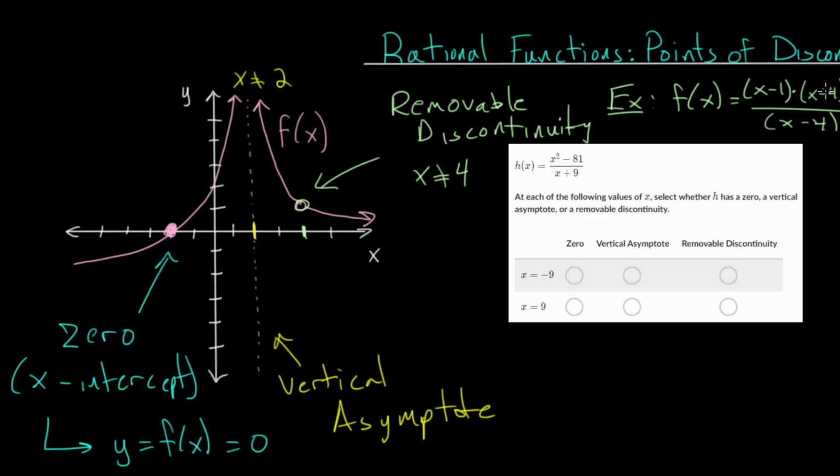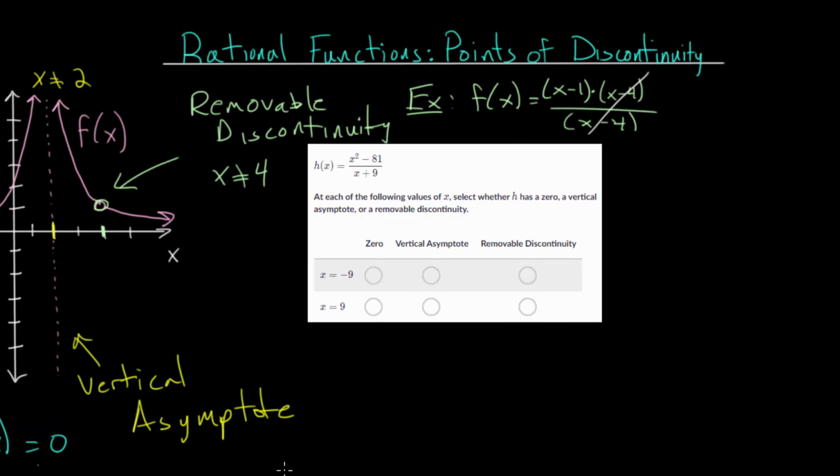And in those cases, basically what you can notice is that this factor up top and this factor down below would cancel each other out, and your function would be equal to just x minus 1, when x is not equal to 4. When x is equal to 4, the function doesn't exist. But otherwise, it would just be this linear function, x minus 1. So these removable discontinuities are the case where you're able to cancel out a factor in the top and in the bottom for whatever that particular x value is that's not in the domain.